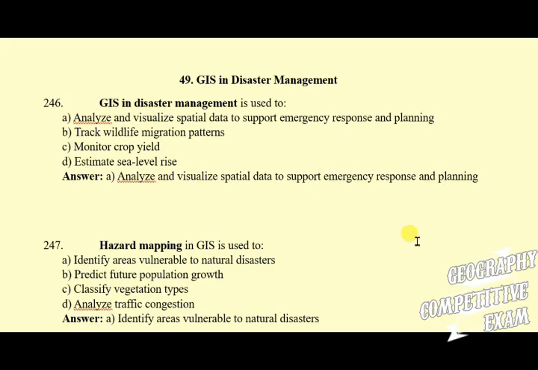GIS in disaster management is used to analyze and visualize spatial data to support emergency response and planning, track wildlife migration patterns, monitor crop yield, estimate sea level rise. Here the correct answer will be analyze and visualize spatial data to support emergency response and planning.